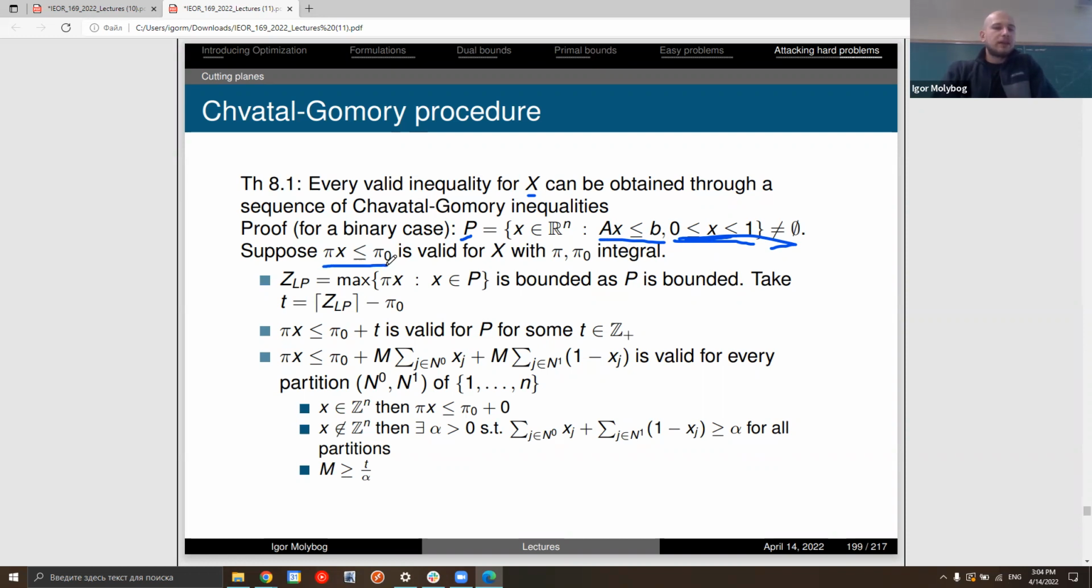Suppose that there is an inequality that is valid for X. It doesn't have to be a facet of the convex hull. It's just some valid inequality pi X less than or equal than pi 0, and we are saying that it's valid for X with pi and pi 0 being integral numbers.